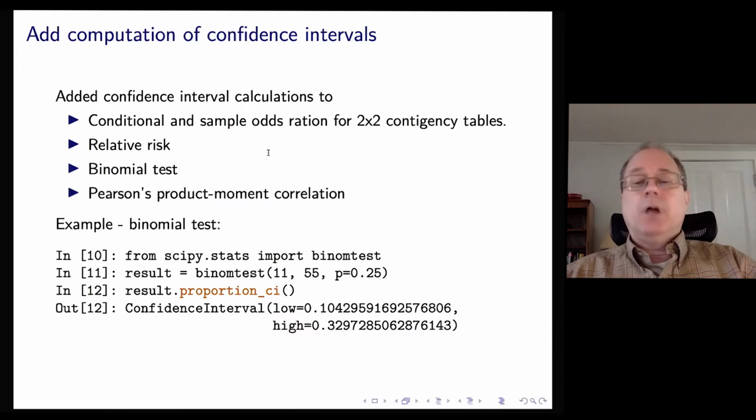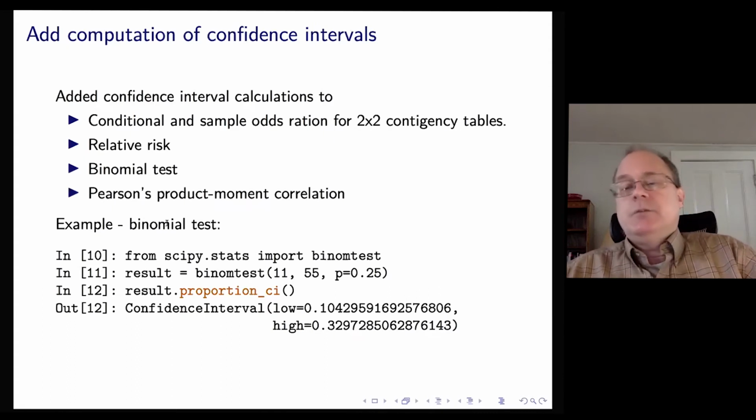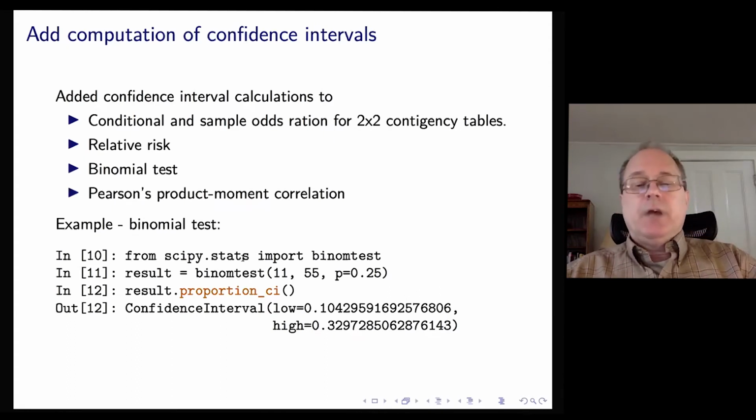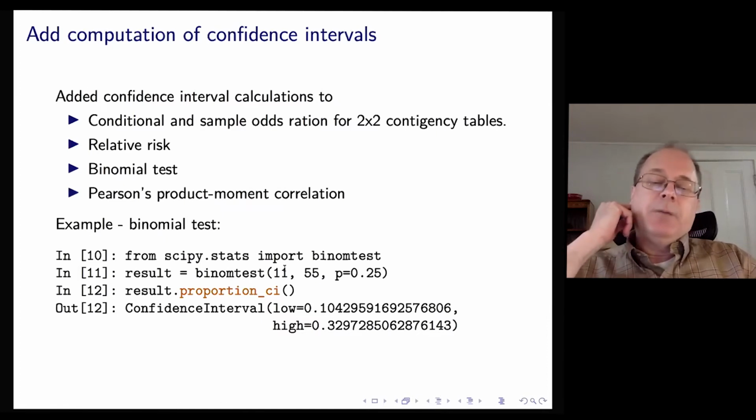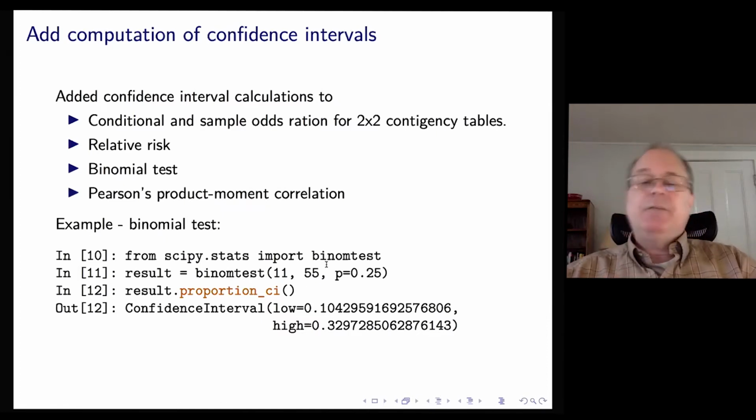Here, I've shown an example of computing a binomial test. I've got a test with a proportion of some data set. I've done a sample where I've got 11 successes out of 55 trials, and I think my proportion should be 1/4. I plug it into the test, and the estimate would simply be 1/5, since 11 over 55 is 1/5. But I can then ask, what's the confidence interval for that estimate? And I get from about 0.1 to 0.33 as my 95% confidence interval for that test.